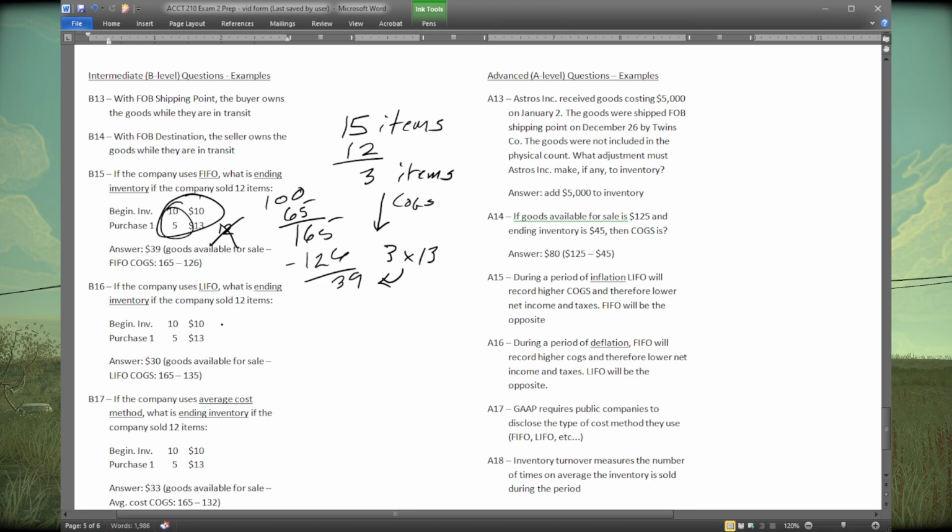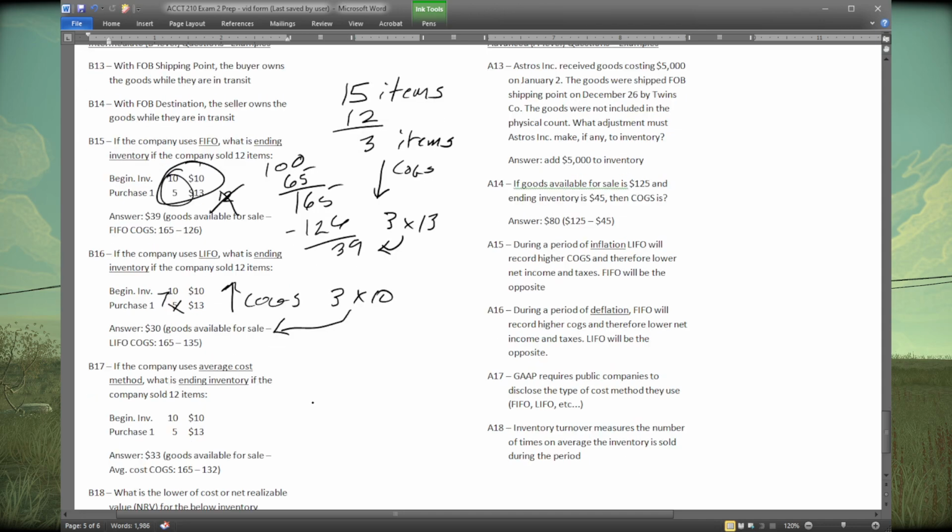And if I do that here, we sold 12 items. That means there's 3 items left. But when we counted COGS in LIFO, we used up all the 5 and we used up 7 of these, right? So what was left? 3 of the $10 items. And guess what? That's the answer. So you can do it both ways. You can either count the items that are left over, or you can take the total value, the beginning inventory plus purchases, minus the COGS, and that also gets you ending inventory.